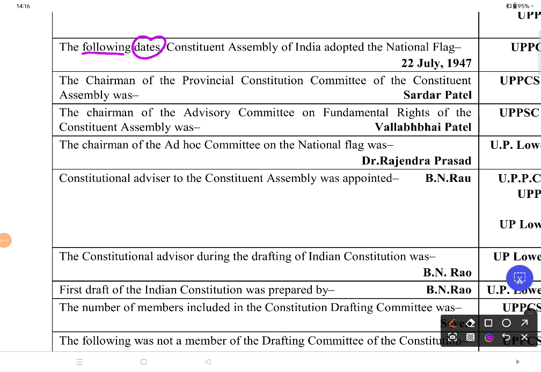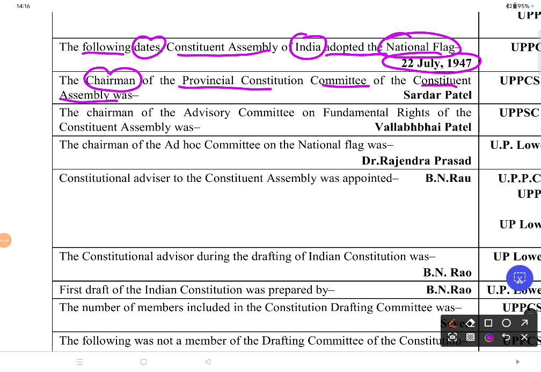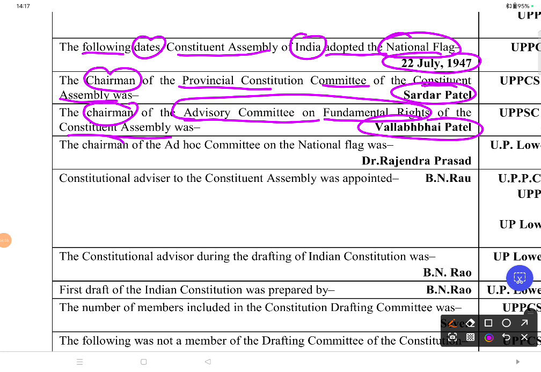The following dates Constituent Assembly of India adopted the national flag: 22nd July 1947. The chairman of the Provincial Constitution Committee of the Constituent Assembly was Sardar Patel. The chairman of the Advisory Committee on Fundamental Rights of the Constituent Assembly was Vallabhbhai Patel. The chairman of the Ad hoc Committee on National Flag was Dr. Rajendra Prasad.